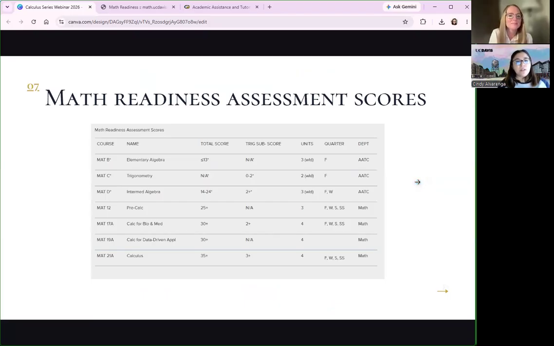So based on your scores, you'll see here, you'll need a total score of 25 plus for at least pre-calculus. And then for 17A, 19A, you need a 30 plus total score. You do need a trig subscore for the calculus for biological sciences, so the 17. For the 19 series, you don't need a trig subscore, which is great. And then for the 21, you do need a trig subscore. So depending on what you get for the assessment, you can use this chart. It's also on the math website to determine where you are.